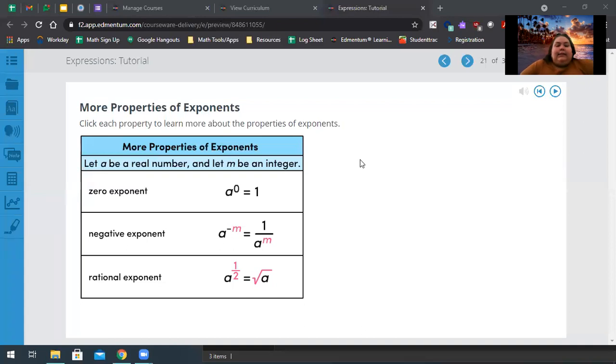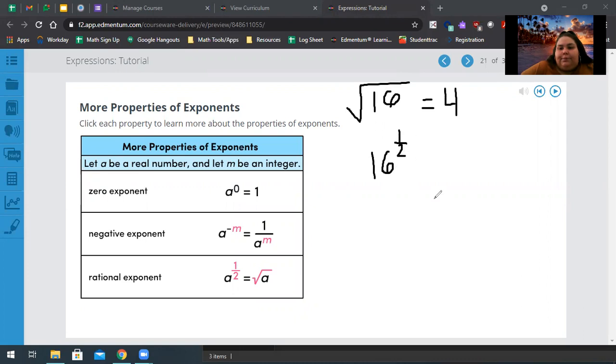Let's go ahead and take a look at rational exponents. When we are dealing with the square root, let's say the square root of 16, if we enter that into the calculator, we know that that's going to be 4. I can write the square root of 16 in exponent form. This is 16 raised to the 1/2 power, which is also 4.